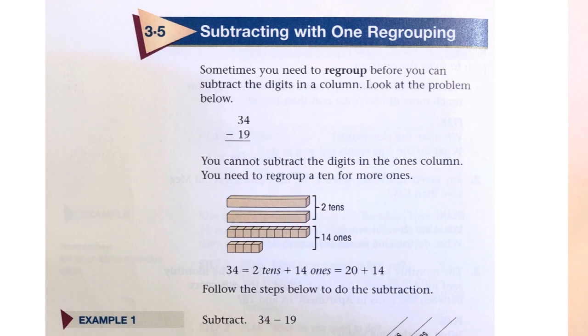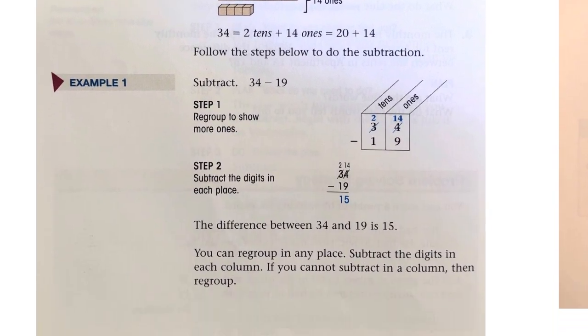So we can have two 10s, and one of those 10s can go to the ones column to make a total with the 4 that's already there and the regrouped 10. So we can now subtract 14 ones, take away the 9 ones. They show us what that looks like here with the numbers. 34 equals 2 10s plus 14 ones. That will still give us 34. So let's follow the steps below to do the subtraction.